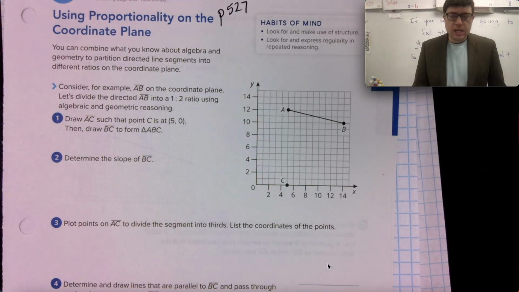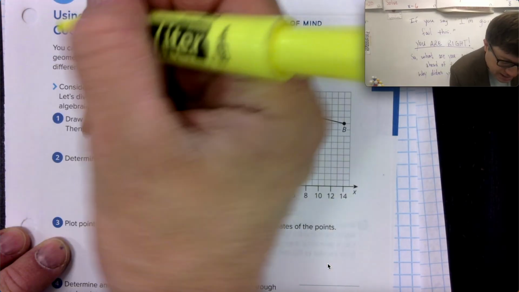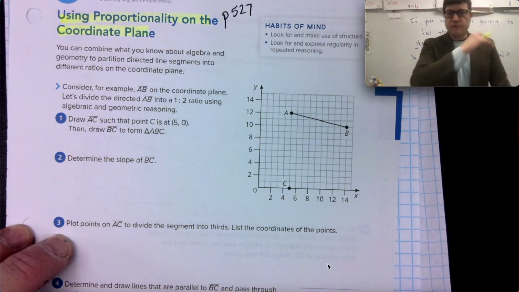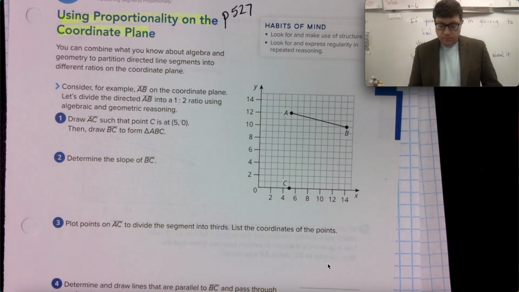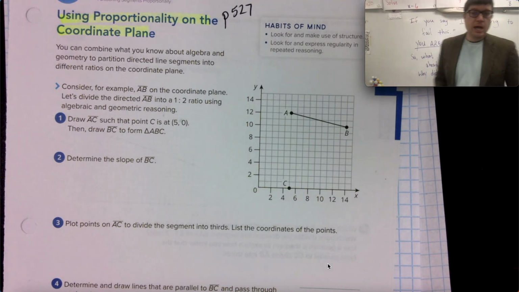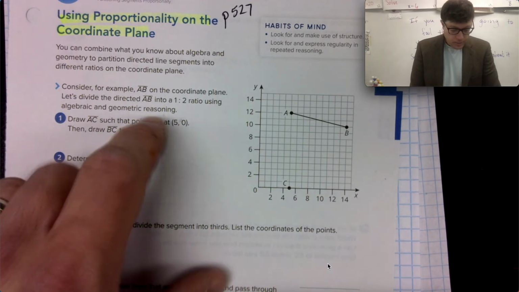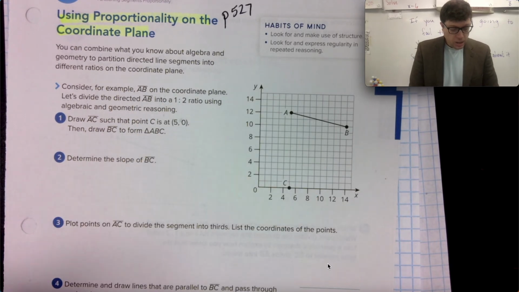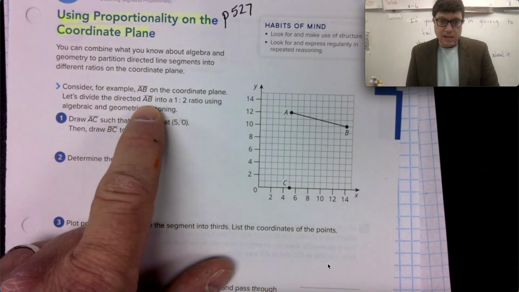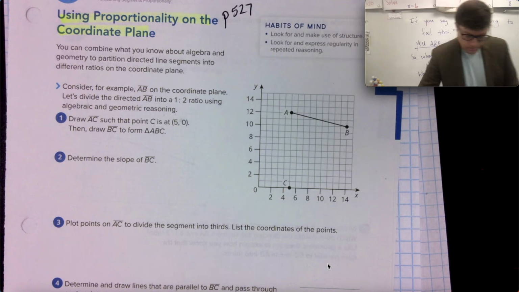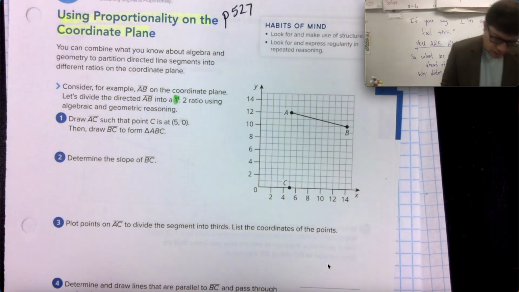Use proportionality on the coordinate plane. This activity is putting together everything from this lesson and drawing from the other lessons where we've talked about triangle proportionality theorems and other sorts of ratios that we're going to create. Consider, for example, AB on the coordinate plane. Let's divide the directed AB segment into a 1:2 ratio. So keep that in mind, 1:2.